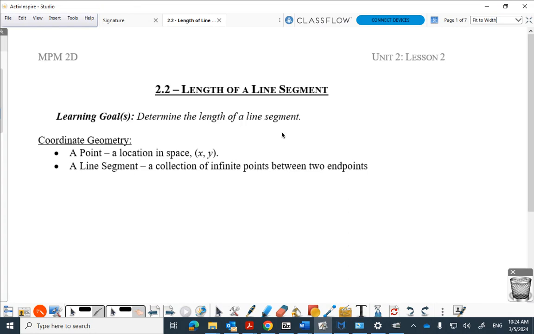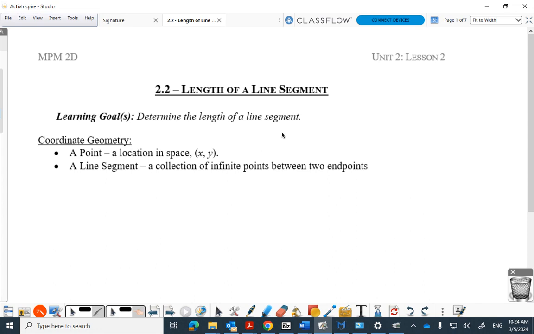Excitement. You saw the title. You're like, wow, length of a line segment. Learning goal: determine the length of a line segment. Pretty simple title. It seems impossible, maybe. Determine the length of a line segment, but I'll show you how.